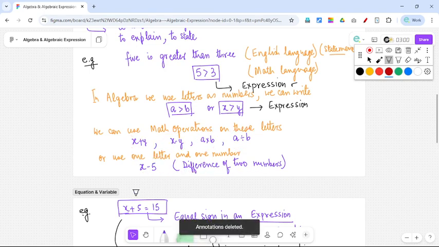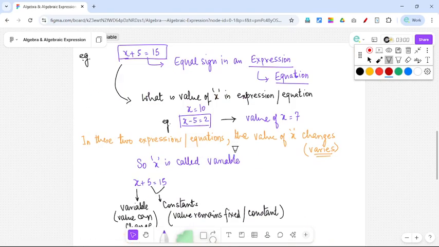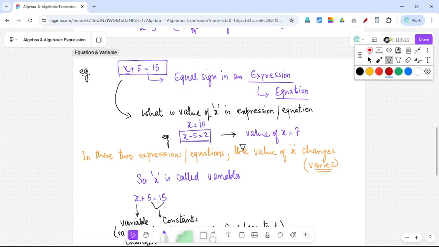Now let us see what is the difference between expression and equation. Now X plus 5 is equal to 15. So this is also an expression. It is telling us something. But if you observe, there is an equal sign within this expression. So when you have an equal sign, the expression is called an equation. So in this equation, X plus 5 is equal to 15.